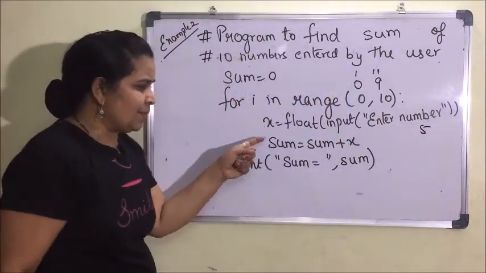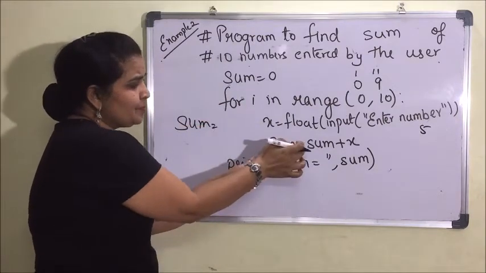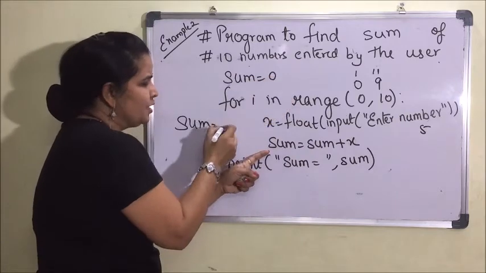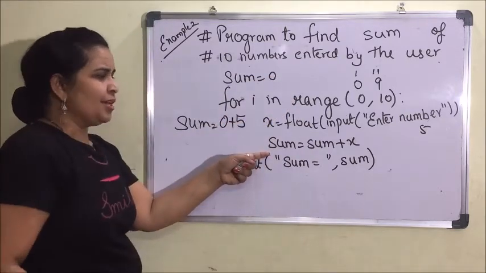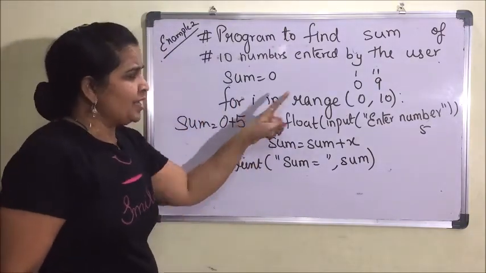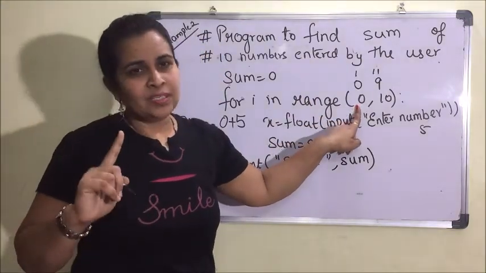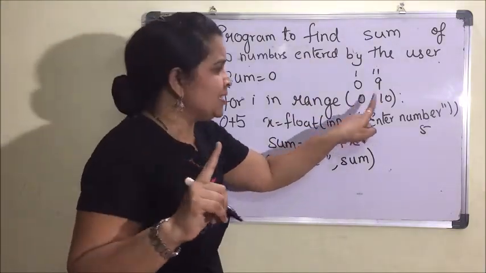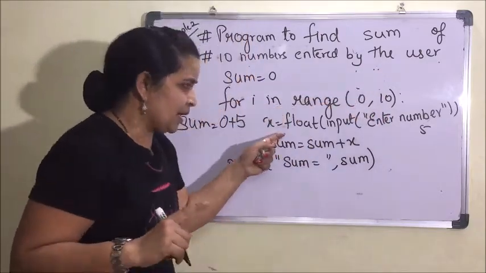In this case it will come here. Sum is equal to sum plus x. Sum was initially 0 plus, suppose I have entered 5, so 5. Now the value of sum after the first iteration is 5. Now again it will come here. The value of i will increment by 1, that is the value of i is 1. It is less than 10? Yes. Now it will come inside the loop again.